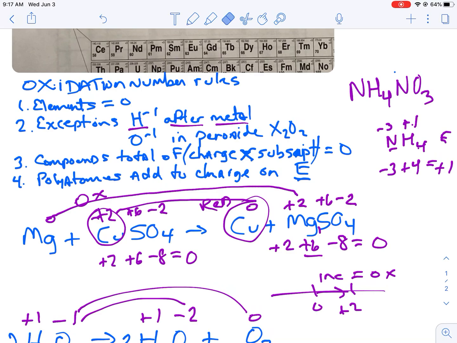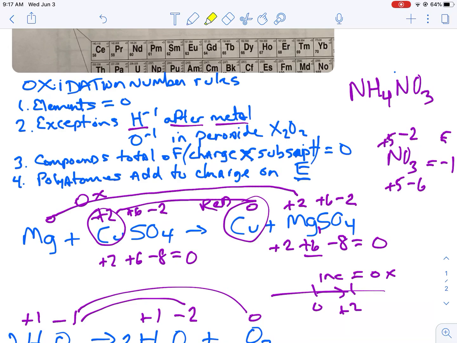All right, if I wanted to do the other one, it's real fast, real simple. All I have to do is set NO3 equal to the charge that's on table E. NO3 is equal to a charge on table E of negative 1. O is always negative 2 in formulas and compounds. Negative 2 times 3 is 6. Missing number 5.